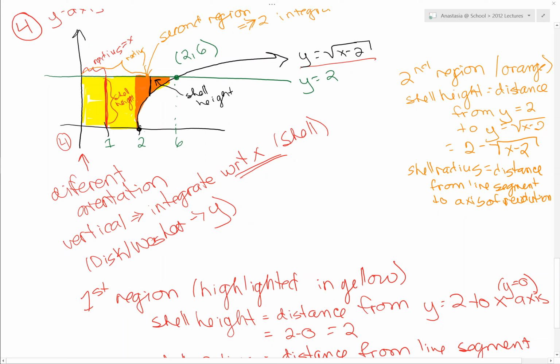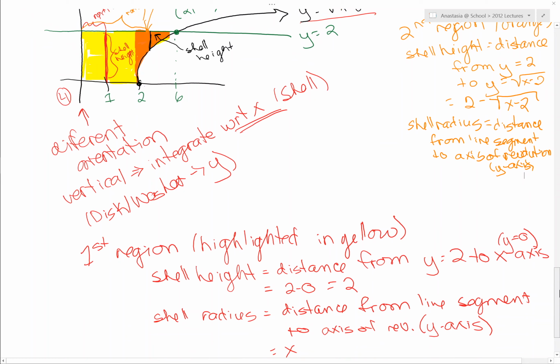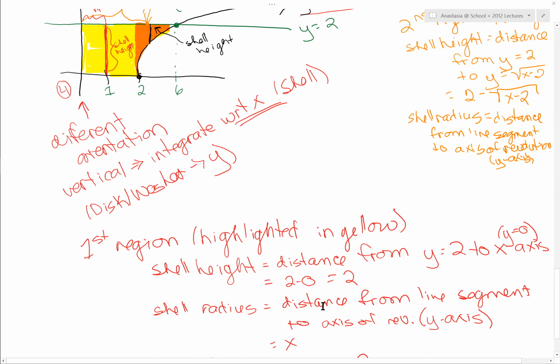And our axis of revolution is the y-axis. So if we compare this to the shell radius that we had for the first region, notice that the description is exactly the same: the distance from the line segment to the axis of revolution, the y-axis. Well, if the word description is exactly the same, that would be an indication that the symbolic description would also be the same. And again, we are just talking about a horizontal distance from the y-axis to our line segment.